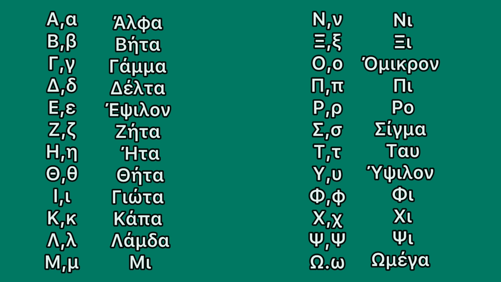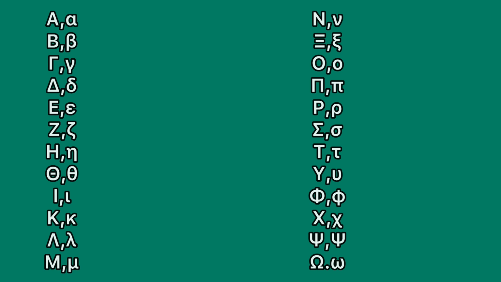Alpha, Vita, Gamma, Delta, Epsilon, Zeta, Eta, Theta, Iota, Kappa, Lambda, Mi, Ni, Xi, Omicron, Pi, Rho, Sigma, Taf, Ypsilon, Phi, Chi, Psi, Omega. And now I'm going to say the whole alphabet with the sounds of the letters.